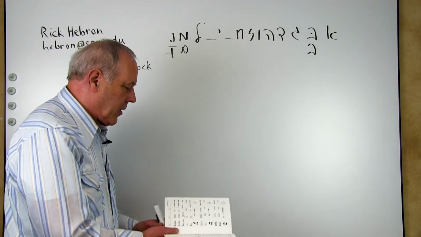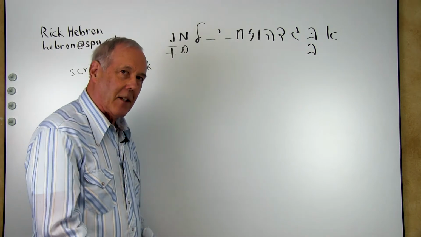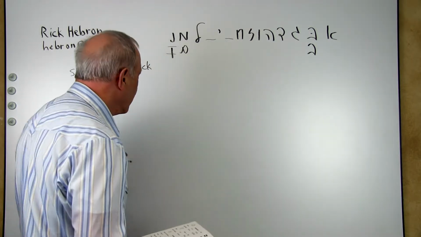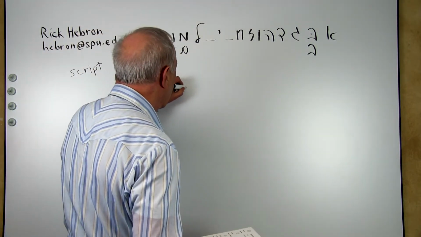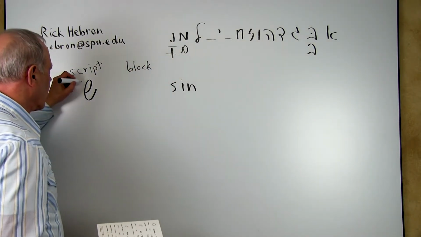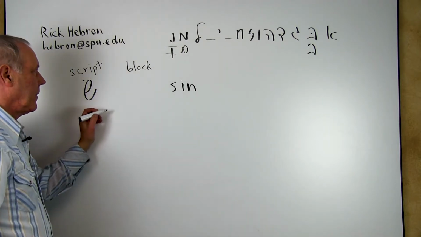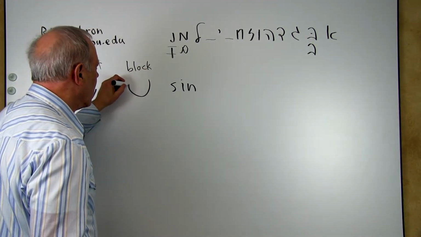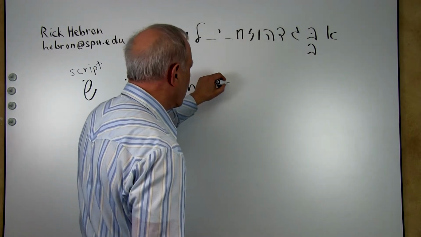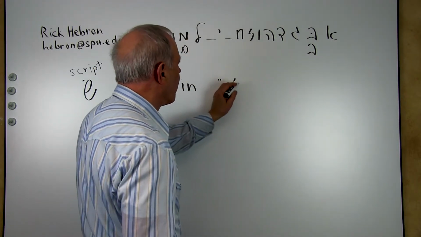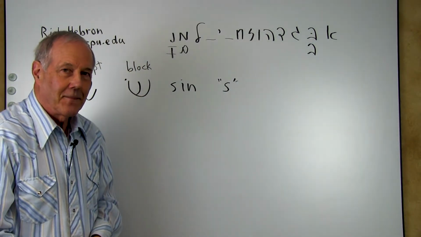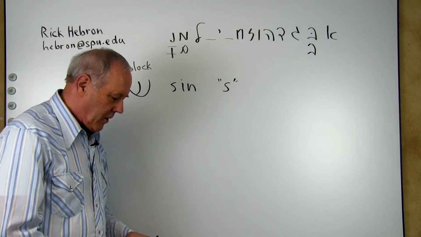So, let's learn a new letter. Did I mention that the Samich has the sound of S, like an S? Well, so does the next letter. Sin. In script, it looks like this. It has a dot on the left. And in block, it looks like this. It has that dot on the left. Sin has the sound of S. Why do two letters have the same sound? I don't know. But here's a great word.